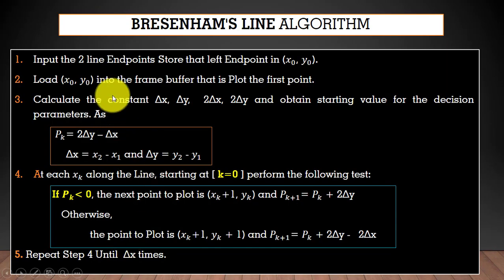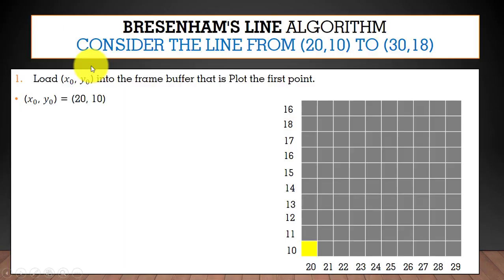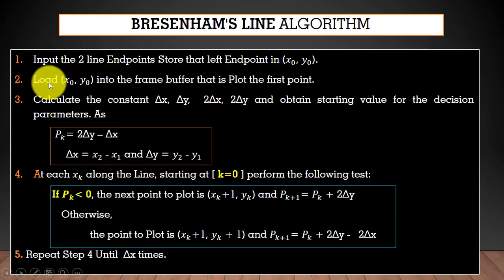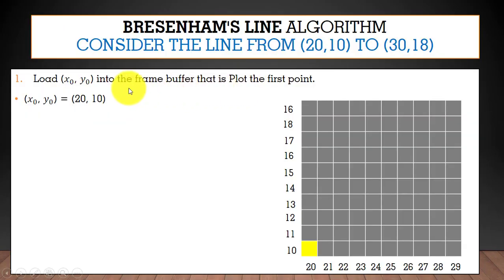Now we have this algorithm. First, we need two line endpoints. So we will consider the line from 20,10 to 30,18. So load, as you can see, the step is here. Now we will load x0, y0, that is, we are going to plot the first point here. So you can see here, load this pixel.